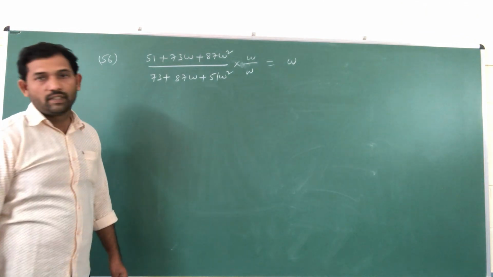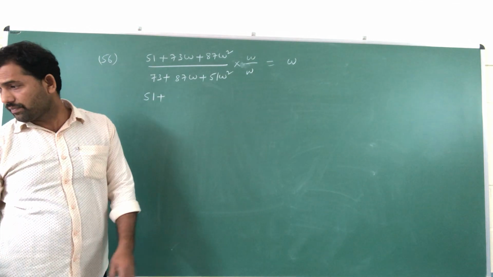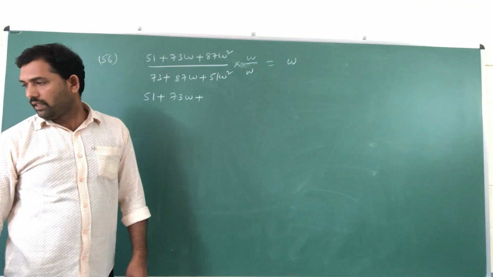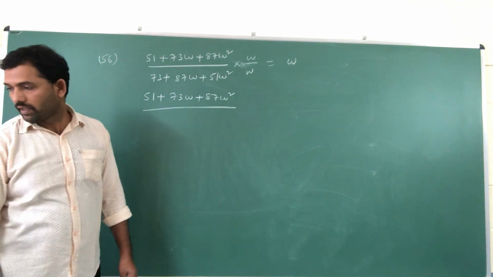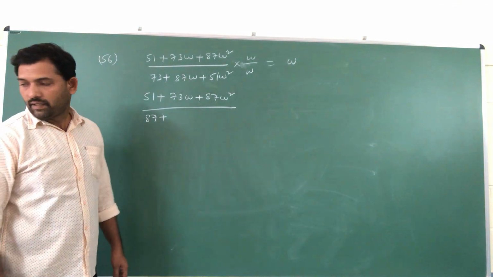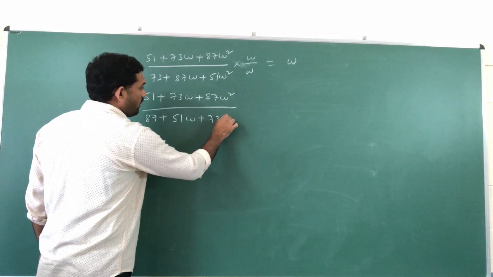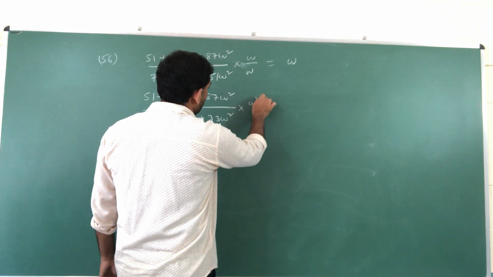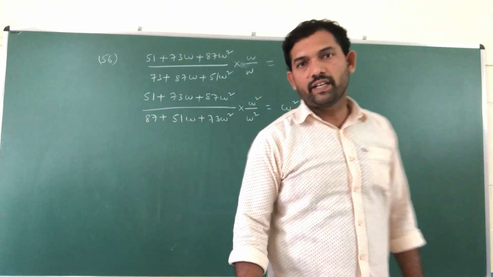Next, the second one: (51 + 73ω + 87ω²) divided by (87 + 51ω + 73ω²). Then this value is multiplied and divided with ω². So what is our result? You are getting ω².